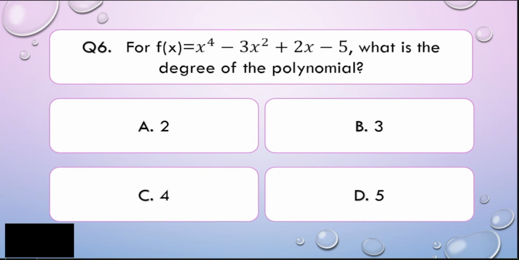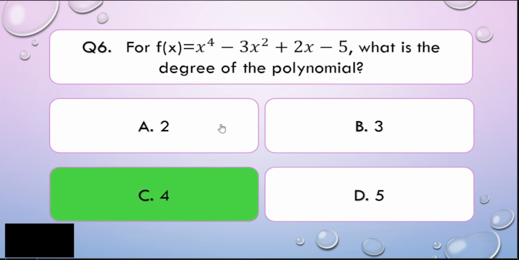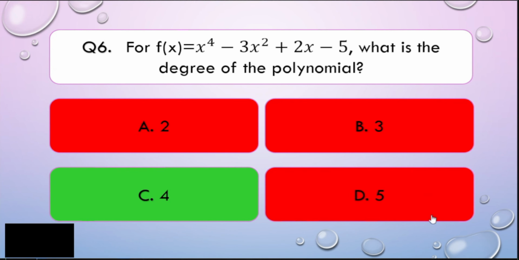Alright, my dear math learners, this is very, very easy. Why? Because if you are asked what is the degree of a polynomial, you just need to find the highest exponent. That's as simple as that. So what is the highest exponent here? Of course, that is 4. So therefore, the correct answer is letter C. Easy, right? Very easy, my dear math learners.